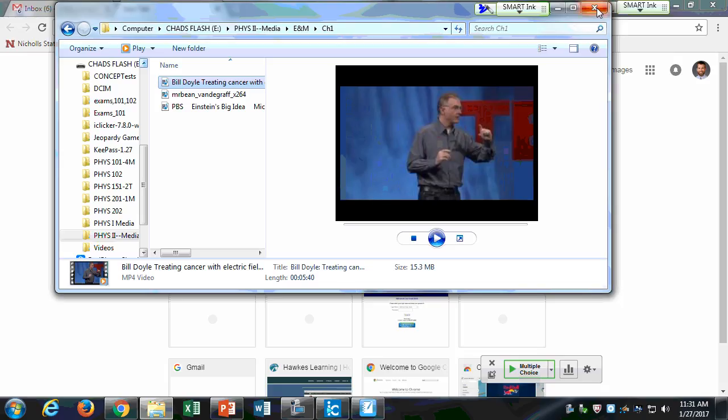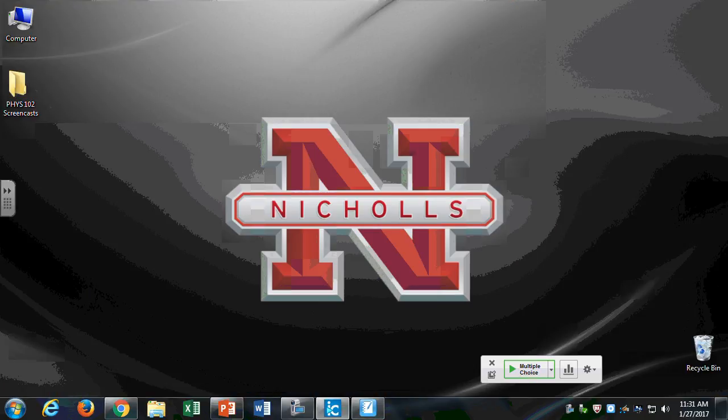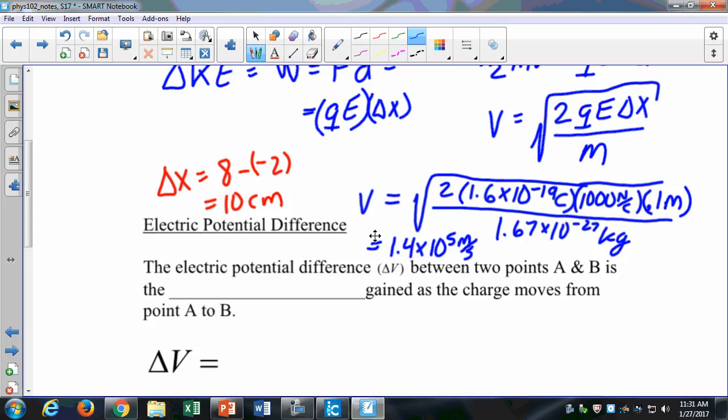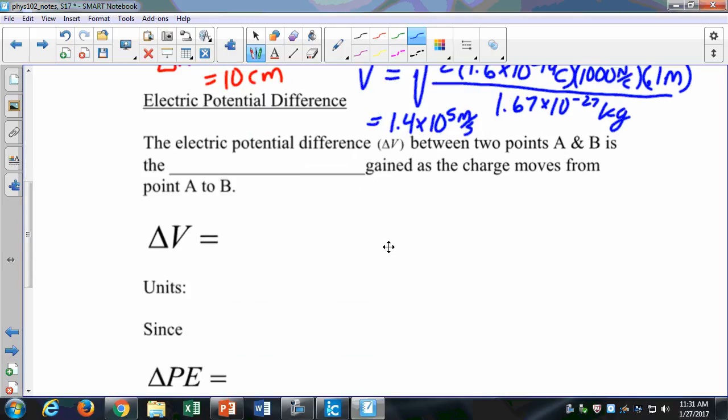All right, let's have a few minutes. I'll need to stop a few minutes early to hand back your exams. But let's look at electric potential difference. The electric potential difference between two points is the energy per charge.